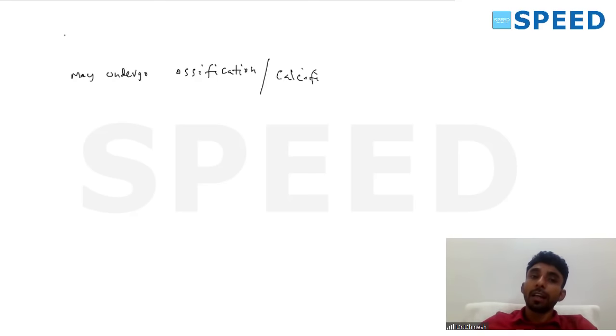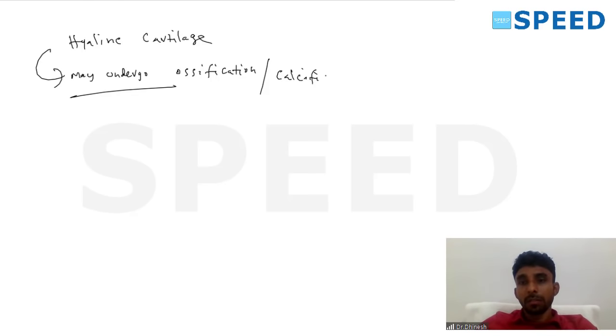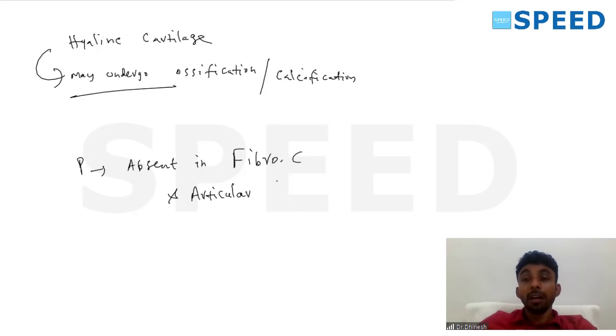And also remember, out of these three types of cartilage, which cartilage may undergo ossification or may undergo calcification? Any idea? Yes, hyaline cartilage. The hyaline cartilage has the tendency to undergo calcification or ossification. Okay, fine. And remember, perichondrium is absent in fibrocartilage, that you know. Not only fibrocartilage, it is also absent in one particular type of hyaline cartilage. Which one? Yes, articular cartilage.